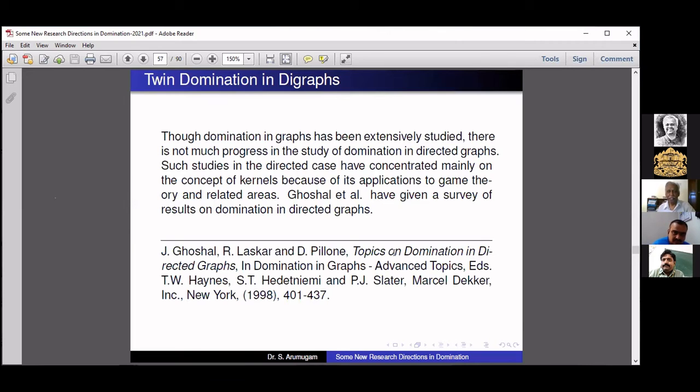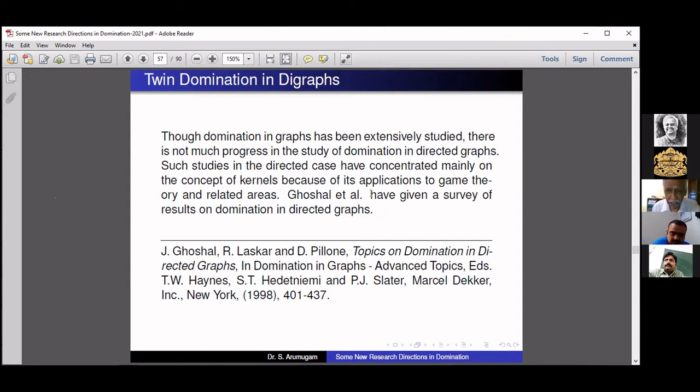See, domination theory has been well studied for graphs, but not so much for directed graphs. Surprisingly, domination theory has not received much attention for directed graphs. Whereas we have more than 1,500 papers on domination in graphs, for digraphs it is a handful, less than 20. So not much progress has been made in the study of domination in directed graphs.